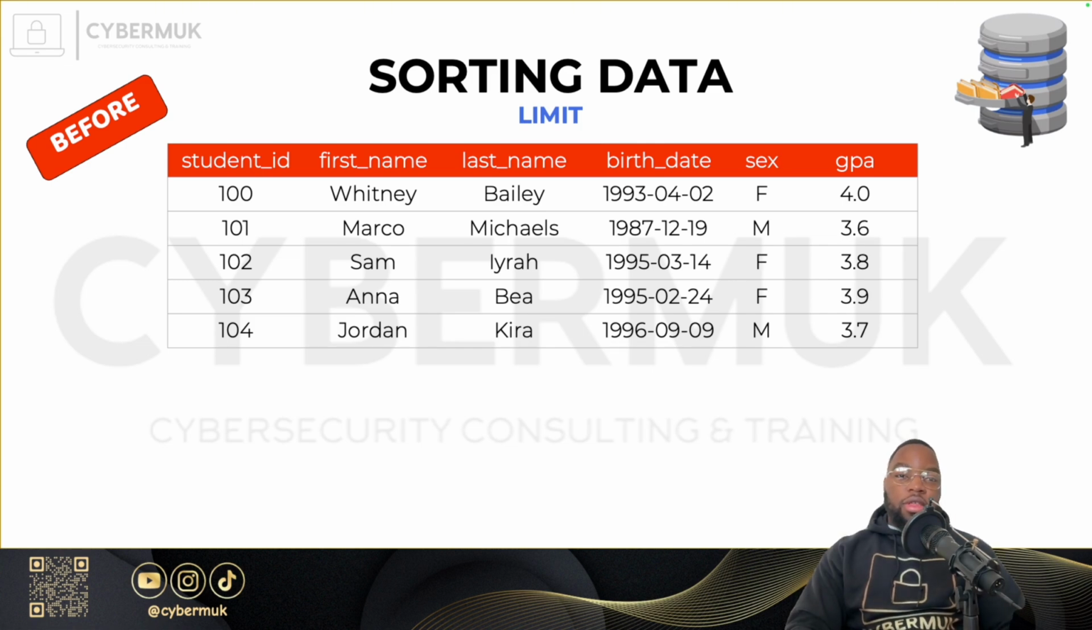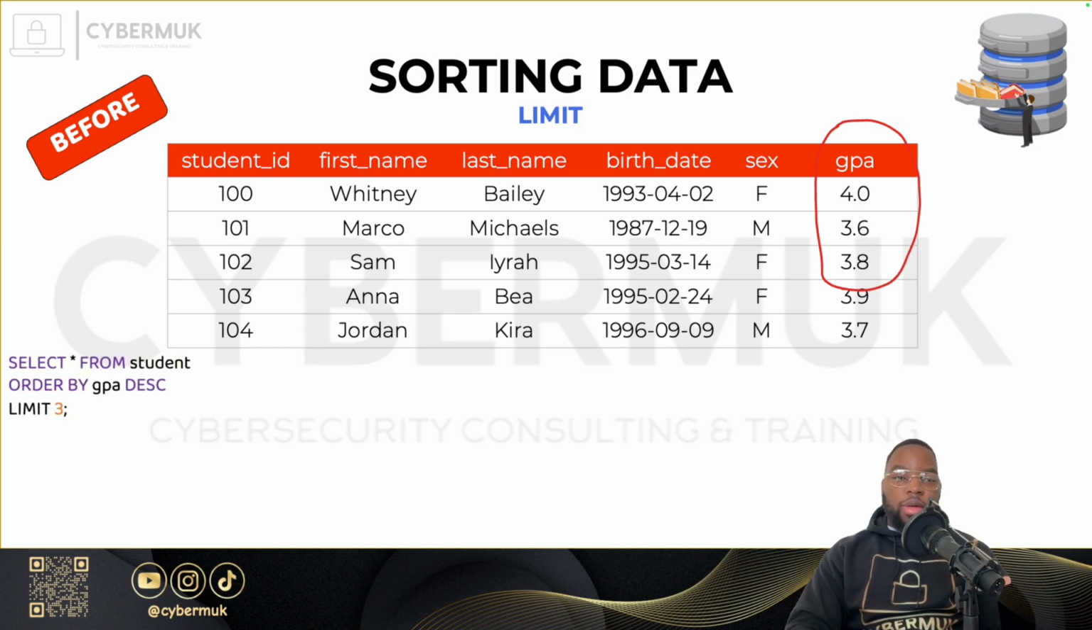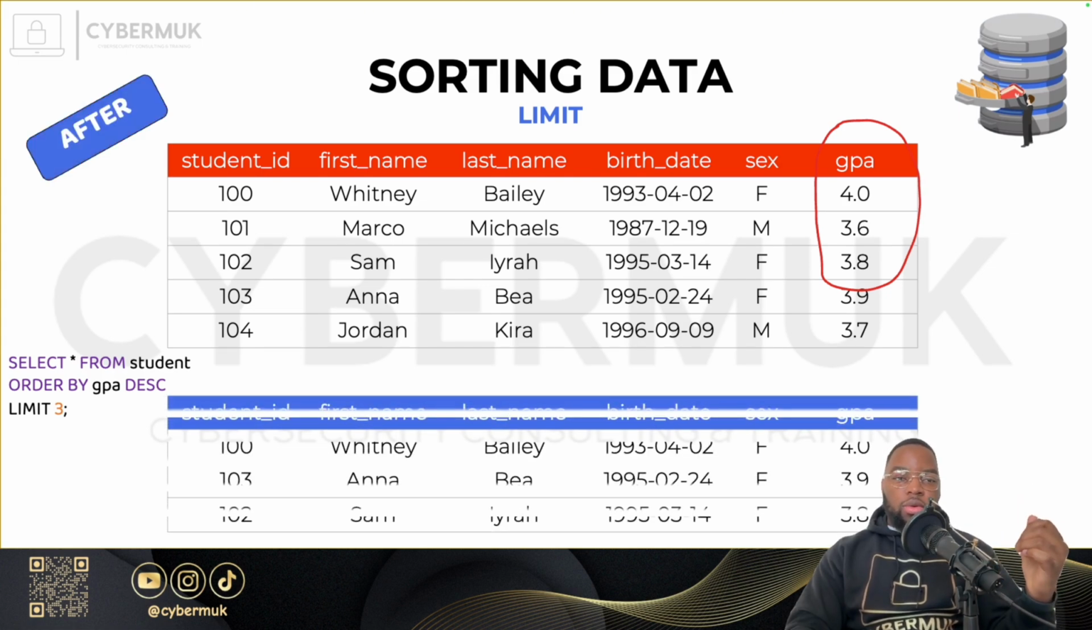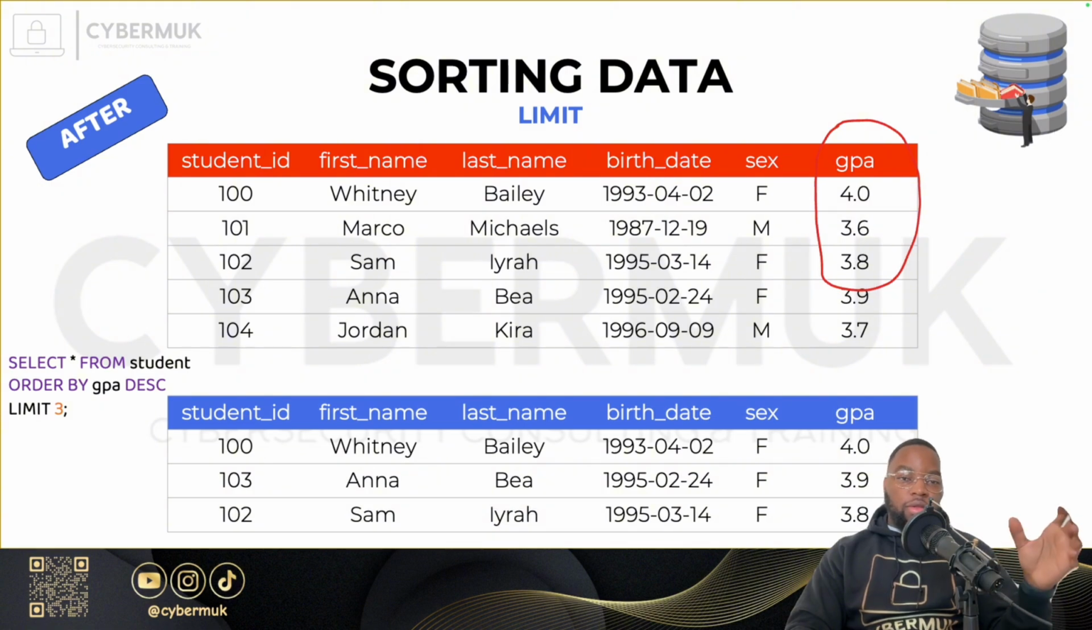So at first we have our table as usual, no changes. Now take a look at the top 3 rows, still our default table. When we enter this command, remember we added the limit. So limit of 3, and you order in descending order. So there you go. After, you have the new table with the top 3 GPA grades in descending order.